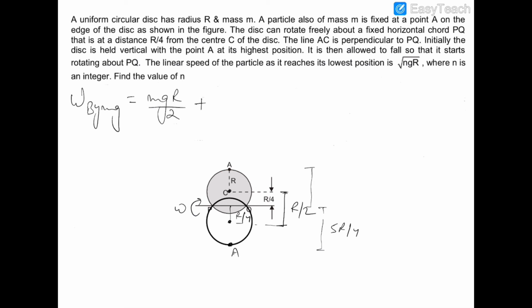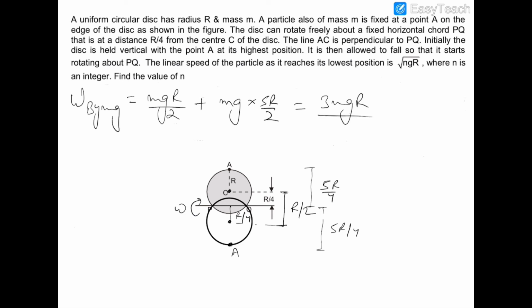So this point A has descended down by a distance of 5r by 2. So work done by mg on this point A would be mg into 5r by 2, because there is a mass m which is attached on this disc at point A. So this is 3 mgr, the total work done by mg on the system.